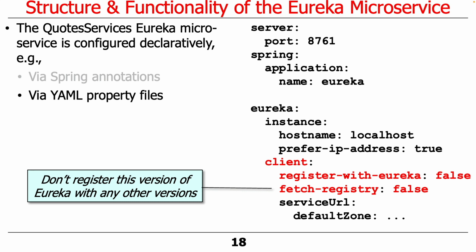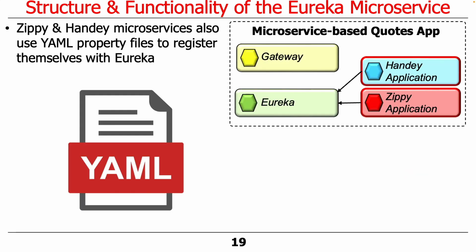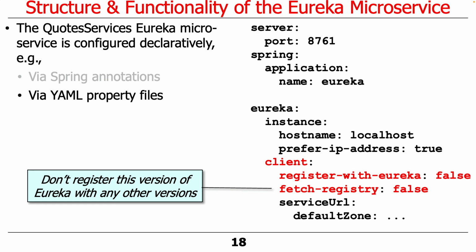What we also say is, don't register this version of Eureka with any other versions. You can actually have federated name services and discovery services with Eureka and Spring. We don't need that for our simple example, but you can do it. But we're telling it, don't bother with this. And then the last thing, which I don't really show here, is the default zone, which is basically just saying we're on the local host, listening at this port, and we're the Eureka service.